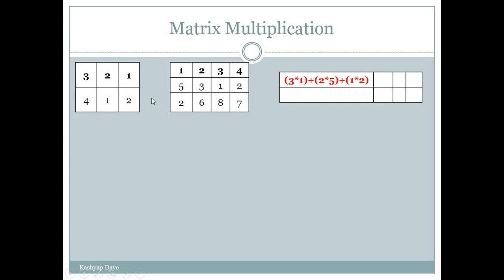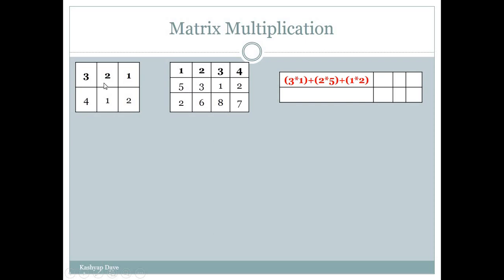So our necessary condition is that the first matrix's columns and the second matrix's rows must be the same. If we had 4 columns here and only 3 rows there, then we could not multiply the matrices. The first matrix's number of columns and the second matrix's number of rows must be the same, and only then can we multiply these two matrices. Here our first matrix has 3 columns and the second matrix has 3 rows, so we can multiply them.